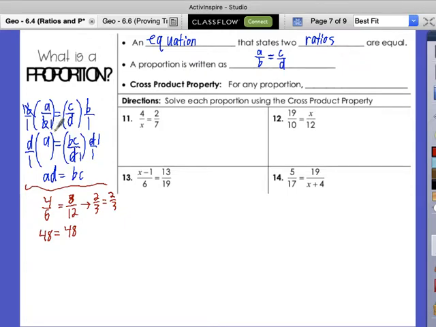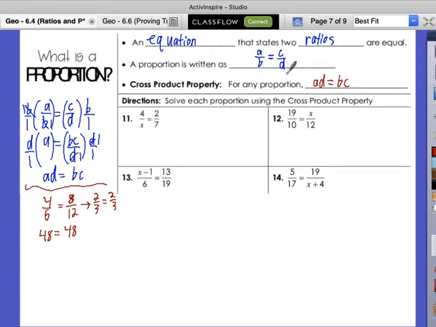So we call this process, the shortcut I did, this 12 times 4 and 6 times 8, without writing all this extra stuff on the sides, the cross product property. For any proportion, A over B is equal to C over D, we can say A times D is equal to B times C. We can cross multiply, so to speak. When it says multiplying cross, it's like diagonal.